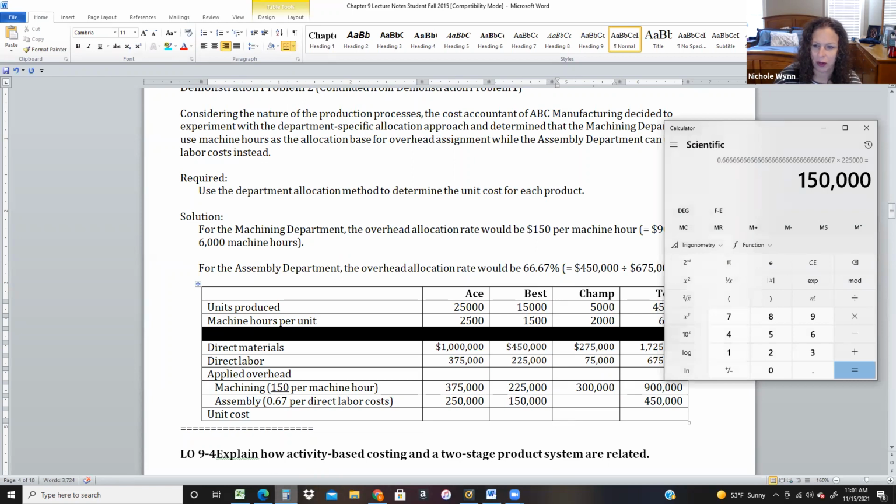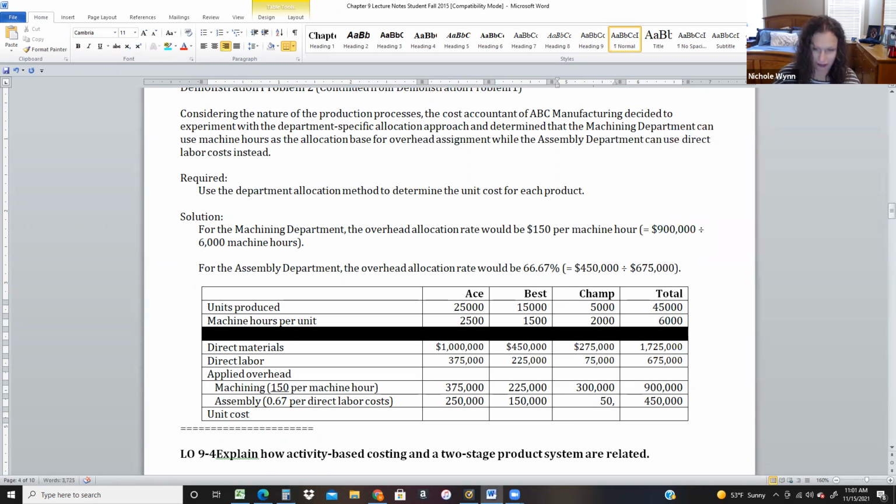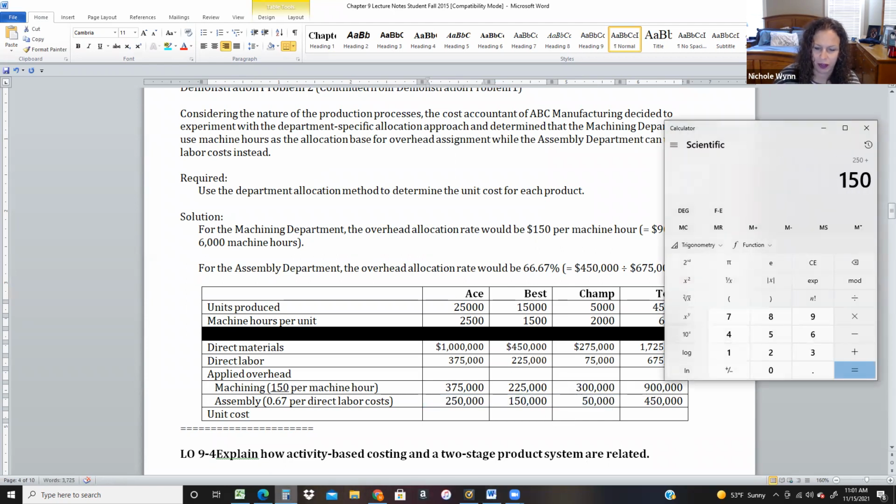And then memory recall times 75,000, and I get 50,000. All right, so these three numbers added together should be 450. So we should have been able to do it as 375 divided by 675 times 450,000.